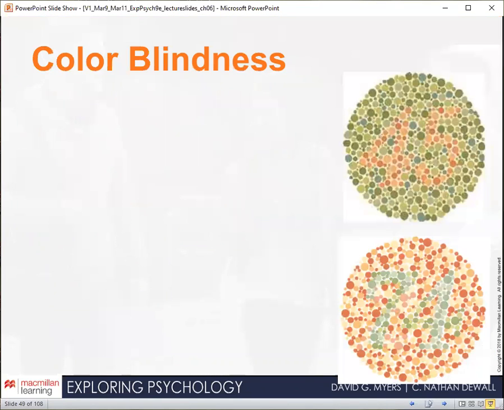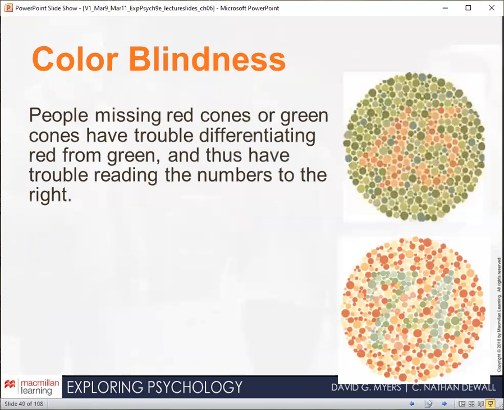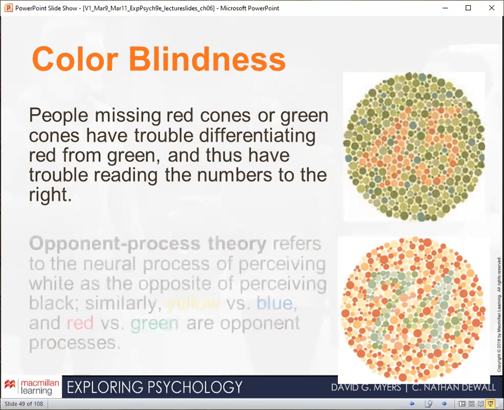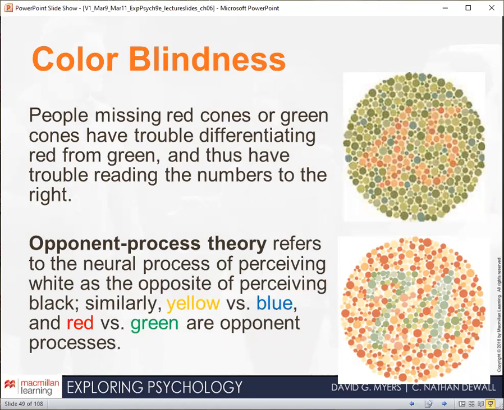Then we have color blindness. People missing red cones or green cones have trouble differentiating red from green and thus have trouble reading the numbers to the right. So here you can see that if you have color blindness, you will not be able to distinguish that the top number is 45 and the bottom number is 74. Now, dogs have blue and green, but no red cones, so they are dichromatic. Okay, so they're not colorblind, they just don't have the full range that we do.